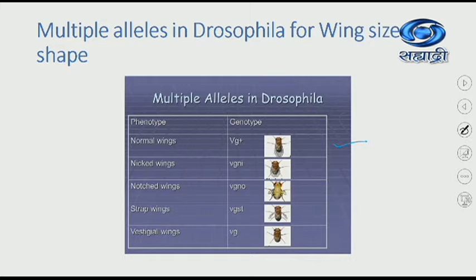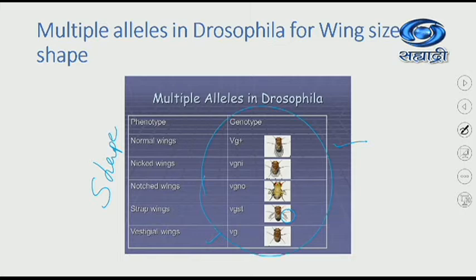You can see in the picture what is a notched wing. If Vg-st, the wings are like strap wings. And if only vg is there, there are no wings or the wings are not at all functional, vestigial wings are present. So one character, what is the character? Shape of the wings.